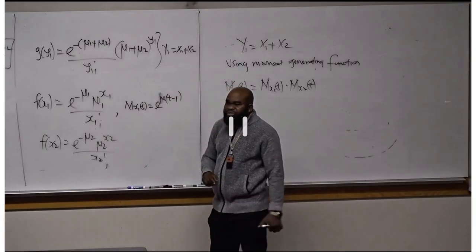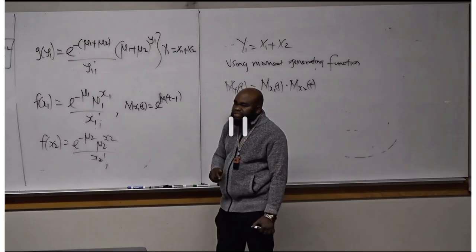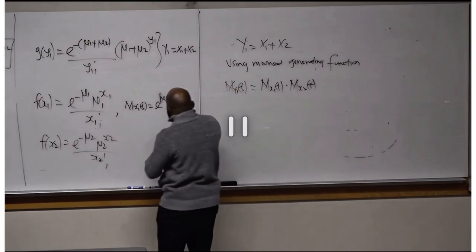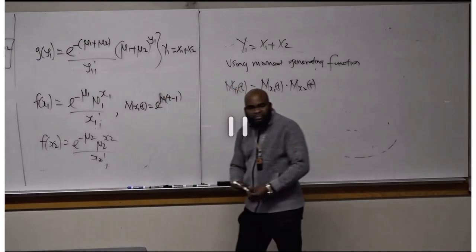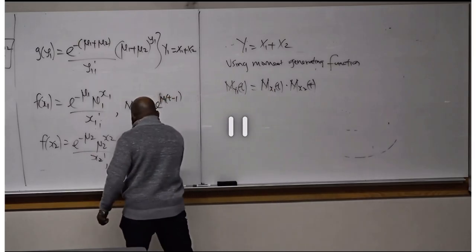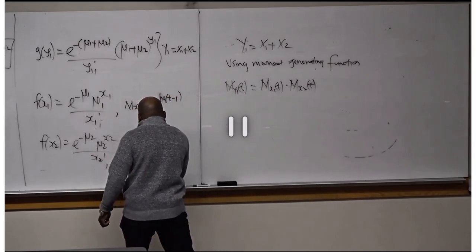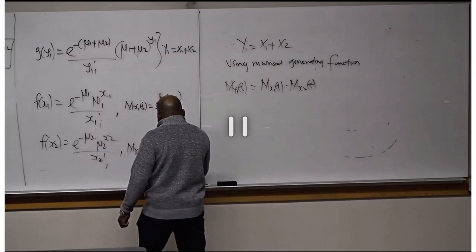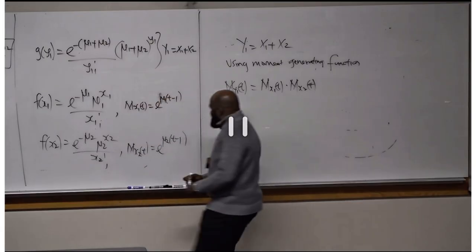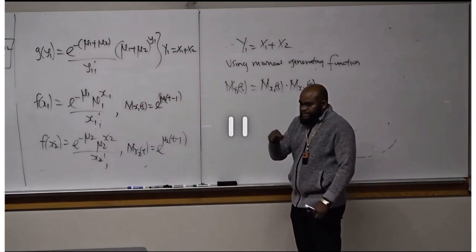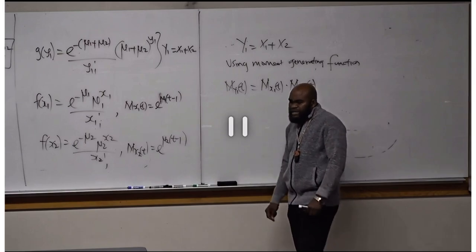Yeah, that should be exponential raised to the power lambda into t minus 1. So here, I'm going to say mu1. Okay? For this one, mu2 t minus 1. Check. Can you confirm that?